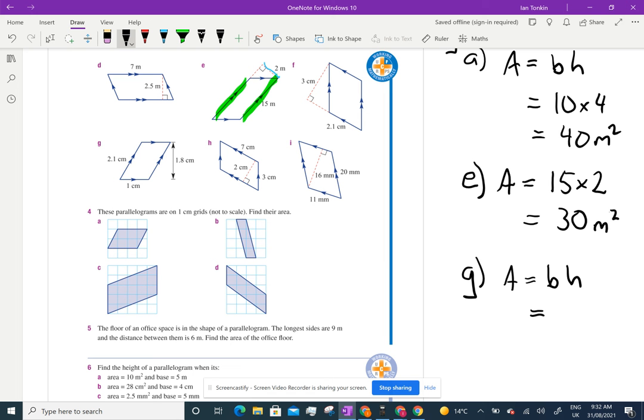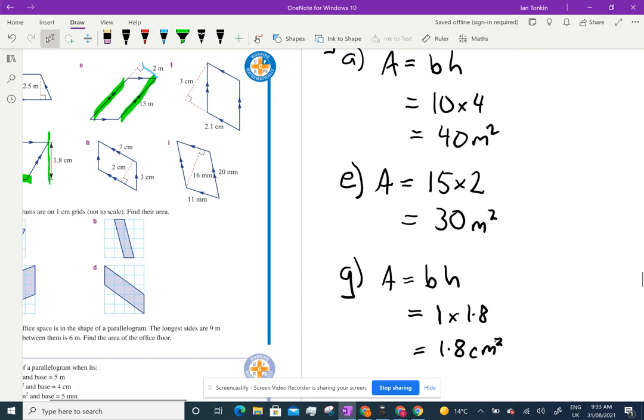Now they've given me 3 measures. Now remember, I've got to choose the right ones. And the height's got to link. So they've given me this one, but that doesn't have anything to do with it. If that's the base, the height has to go there. And this is not perpendicular, this little thing in here. So I haven't got the height. What I do have is this base and this height. So I'm going to use that 1 and that 1.8. So the base is 1 times 1.8, which is just 1.8 centimetres squared. You have a go at H.